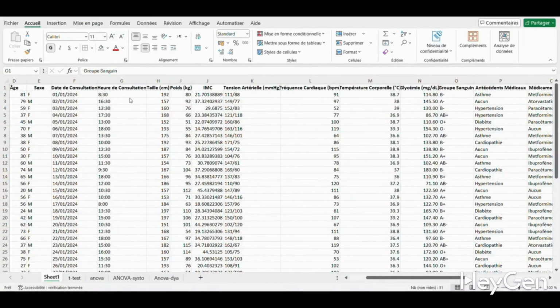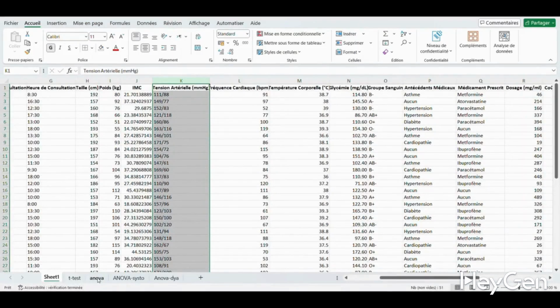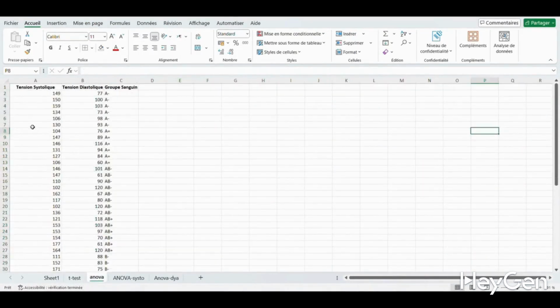ANOVA allows us to compare the means of several groups to determine if there is a significant difference between them. The null hypothesis is that there is no significant difference in blood pressure between the different blood types. In other words, the average blood pressure is the same for the different groups. The alternative hypothesis is that there is at least one significant difference between at least two blood types.